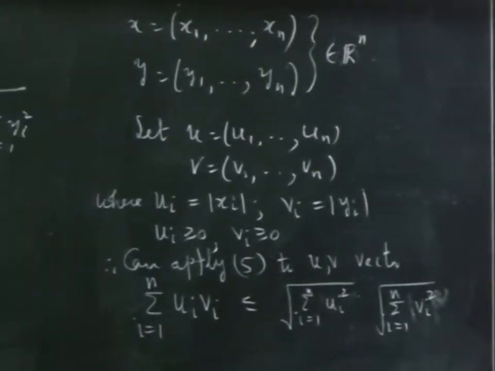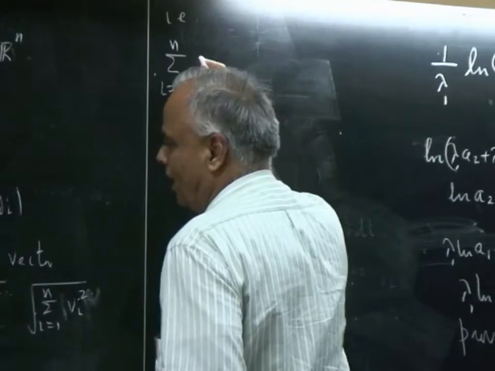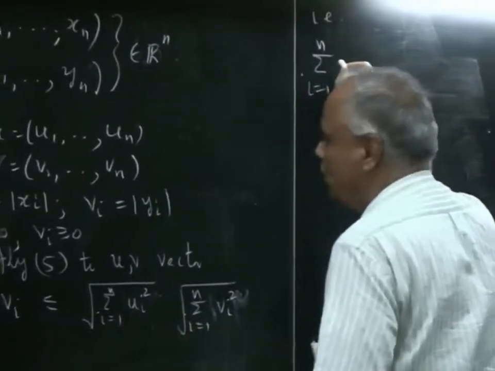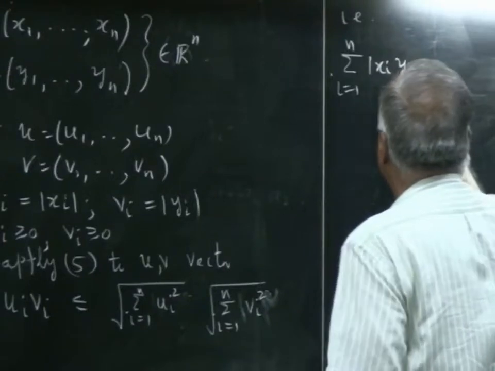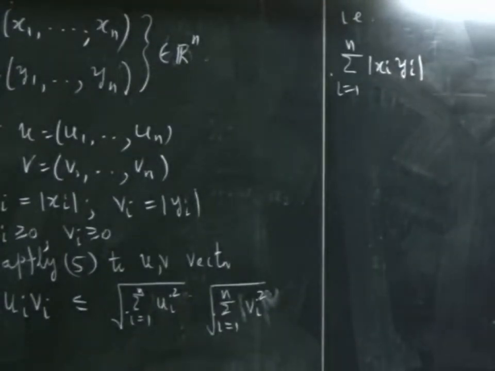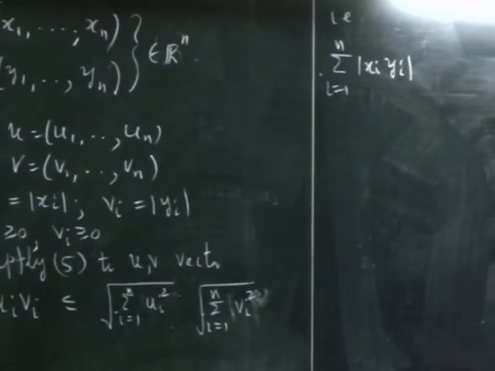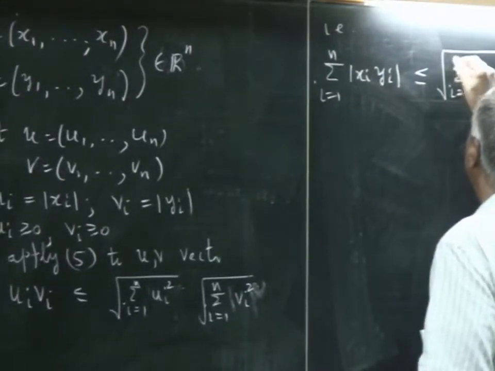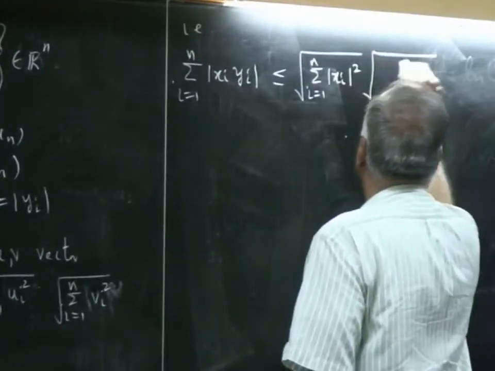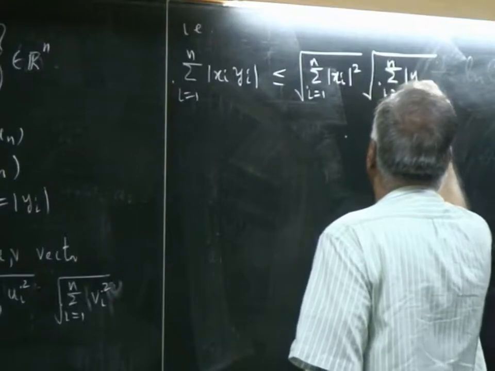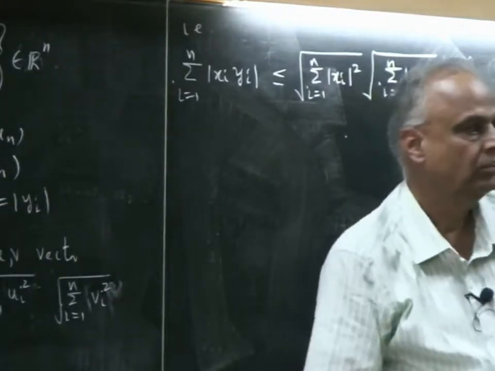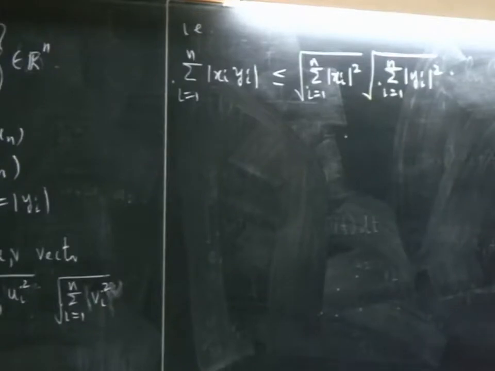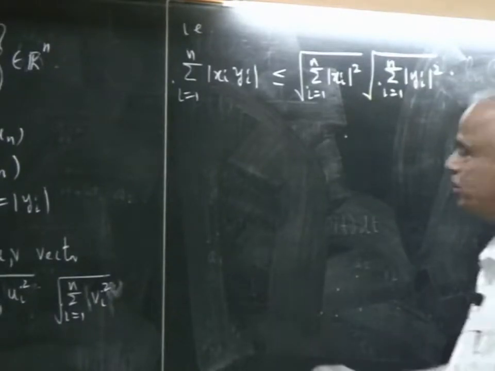Okay. So now let us substitute, that is summation i equal to 1 to n, ui is what? Mod xi and the other one is mod yi. So mod xi into mod yi is mod xi yi, that is less than or equal to square root of summation i equal to 1 to n mod xi squared into square root of summation i equal to 1 to n mod yi squared. Okay. Now I am going to do the next thing.